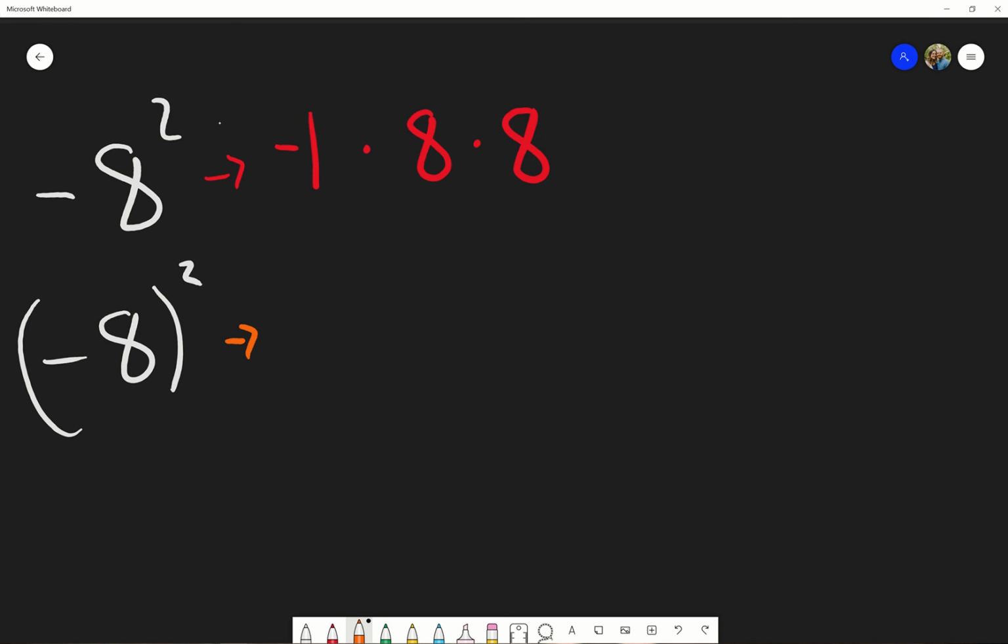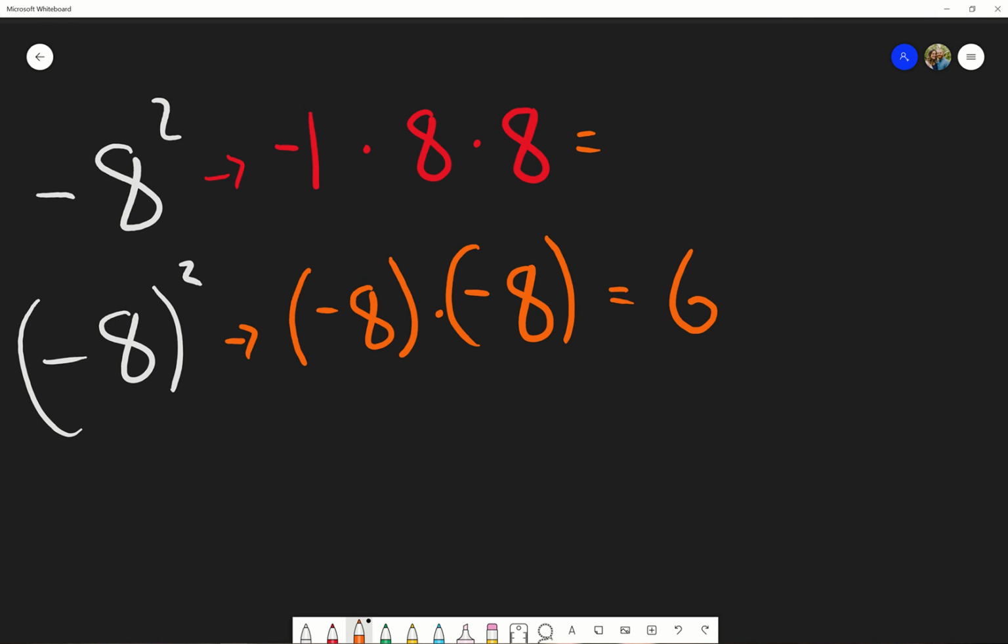This one would be multiplying the negative 8s. Negative 8 times negative 8. Keeping those in parentheses and multiplying negative times negative however many times as we need to. So the difference here is going to be how our answers end up. This bottom one, negative times negative, is positive. 8 times 8 is 64. This would end up being positive 64.